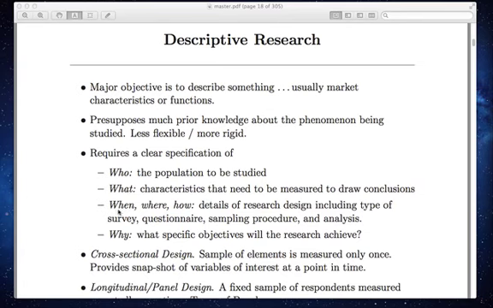Then we also have to specify all the other details of our research design. When are we going to do it? Where? How are we going to execute this? How, meaning, is this going to be a mail survey? Will this be a phone survey, an internet survey? How are we going to recruit subjects, and so forth? All those details of the sampling plan must be specified with descriptive research. Finally, why are we doing this, which links back to the objectives.